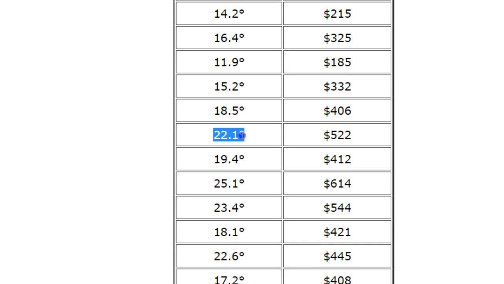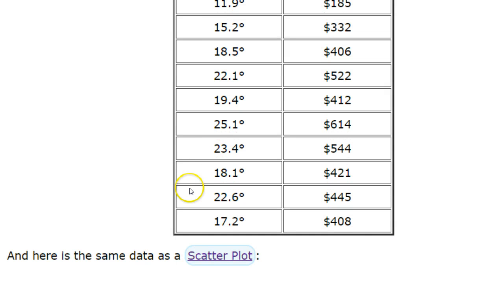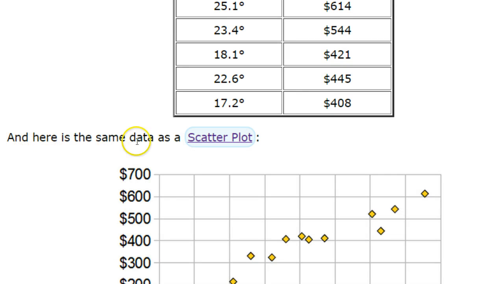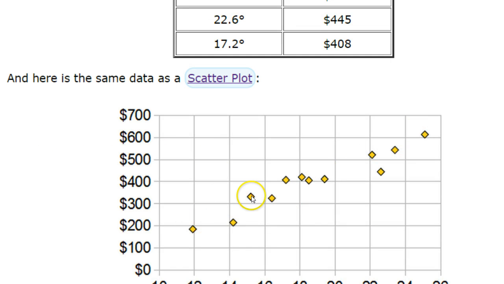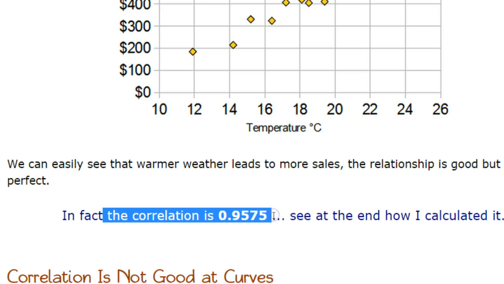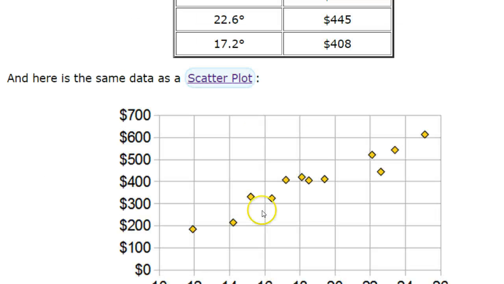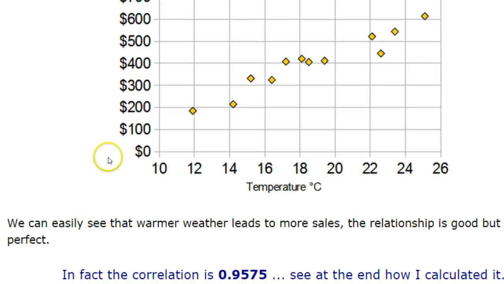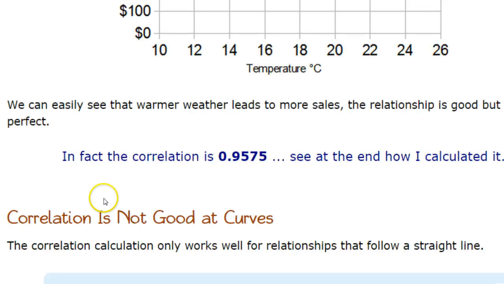Just know that this is about 80 degrees maybe. Okay, so it's really interesting. All right, and here's the same data in the scatter plot. So as you can see, it looks pretty strong, but what is the exact correlation? The exact correlation is 0.9575. Okay, and this is a linear regression type of plot. So this would be a good idea to use a linear regression.